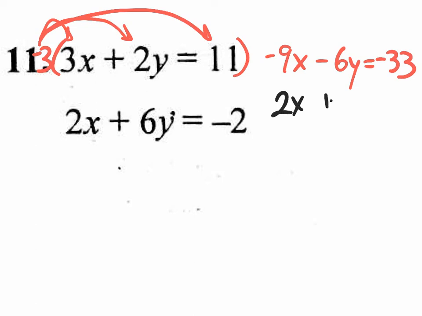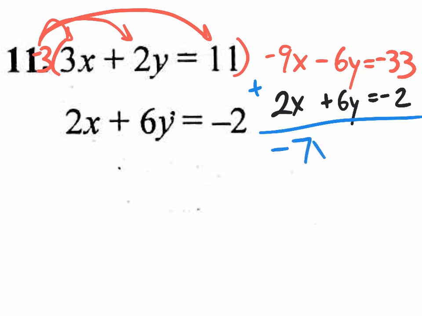2x plus 6y equals negative 2. And now it really is ready to combine and cancel. The negative 9x plus 2x, that is a negative 7x. And of course the negative 6y and the positive 6y, that eliminates. Bring down the equal sign.